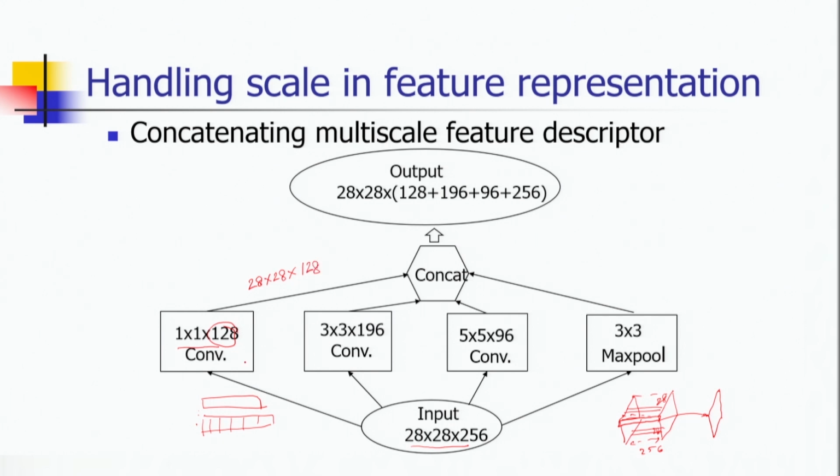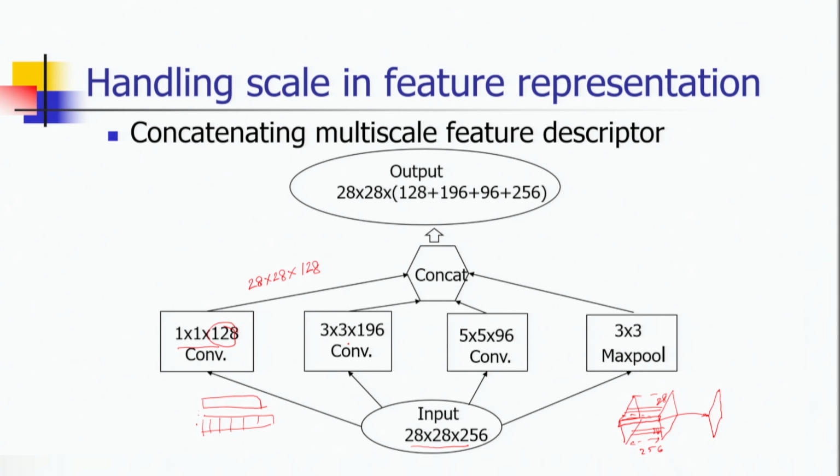This one is 3 cross 3 cross 196. So you can see that here you are having a larger receptive field, which is acting like, if I consider, a low pass filter, you are smoothing with a larger mask. Of course, you have to learn this. Nothing is designated as low pass or high pass. When you learn it, certain characteristics would be there.